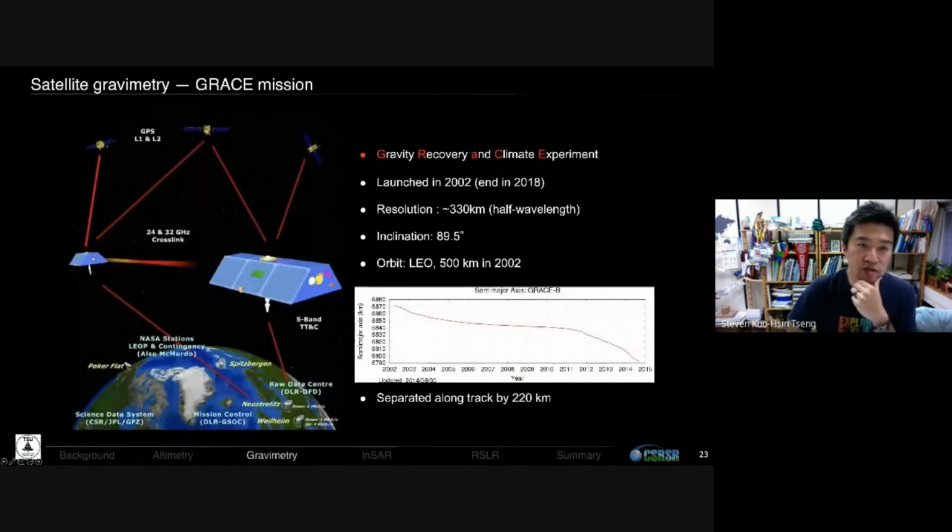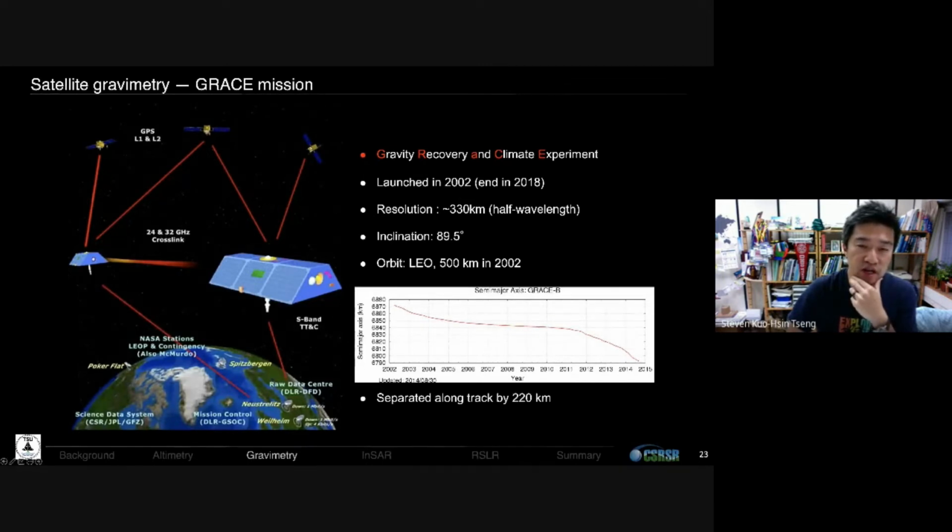Another mission that can help us understand is called the GRACE mission. GRACE is a twin satellite, one following another. Basically, it uses very subtle perturbations of the orbit to recover the mass change below the satellite. It operated between 2002 and 2014 or 2015. In that time, we have a monthly gravity anomaly, and so monthly we can have a solution of the mass change of the Earth.